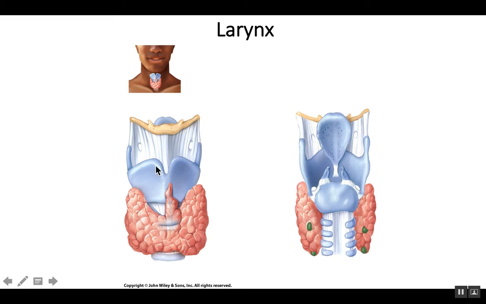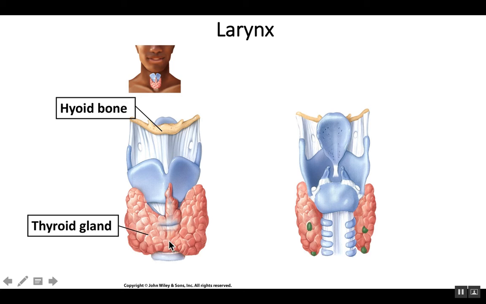You'll notice that this view here is an anterior view. This view here is a posterior view. As you will see, the anterior view, you can see the hyoid bone. And from that hyoid bone to this cartilage is a membrane that helps attach the larynx to the hyoid bone.